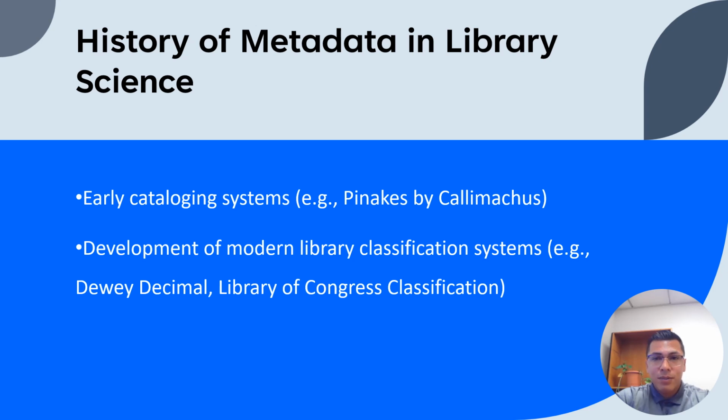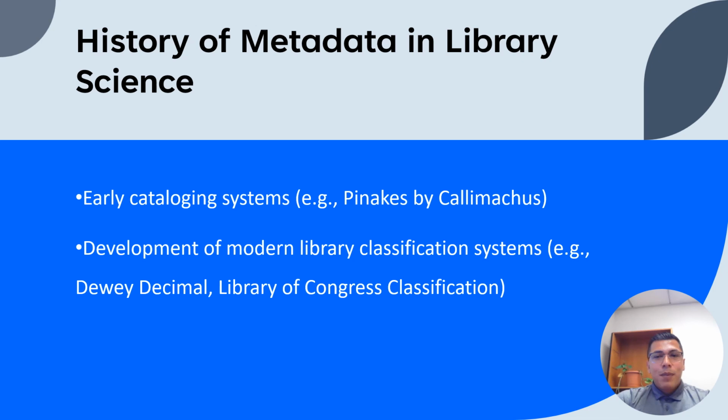Another important classification system is the Library of Congress classification, developed in the late 19th and early 20th century. This system, which is still widely used today, organizes resources according to a combination of letters and numbers representing subject areas and specific topics. These early classification systems laid the foundation for modern metadata practices in library science.